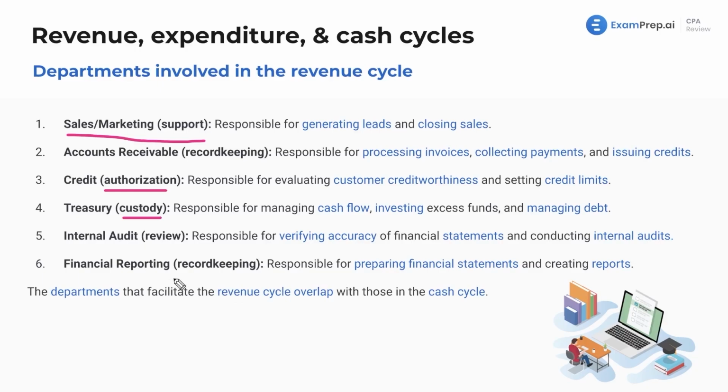Financial reporting, lastly here, these are going to be those in charge of record keeping, really the accountants responsible for preparing financial statements and creating reports. This is really just your accounting department. And lastly, here, the departments that facilitate the revenue cycle overlap with those in the cash cycle, as we mentioned a few times. So you're going to see some of these pop back up in the cash cycle.